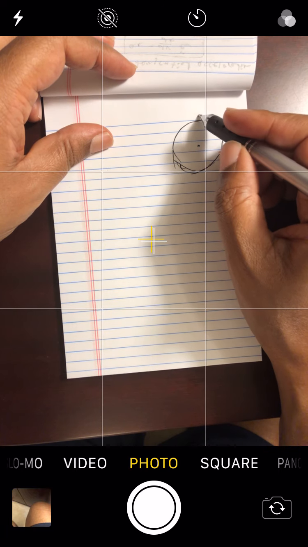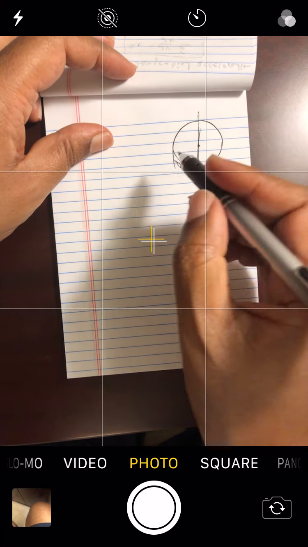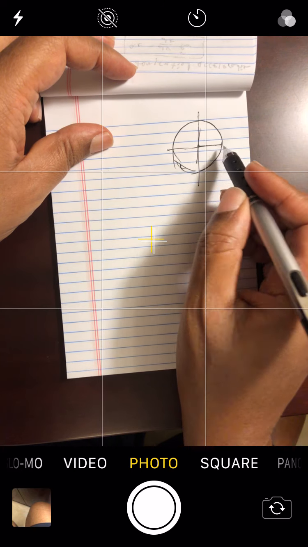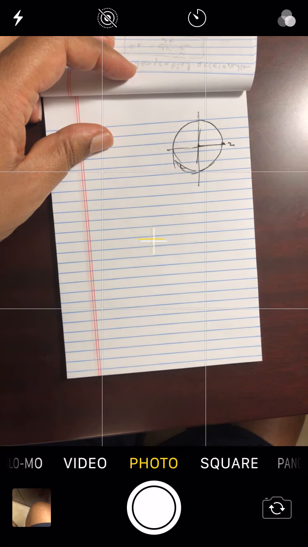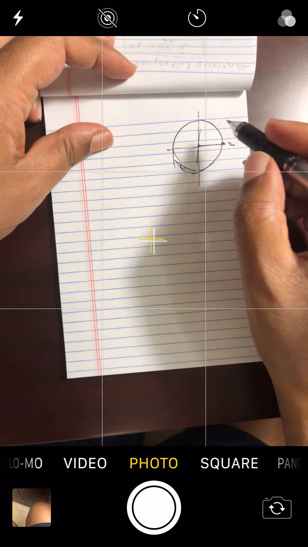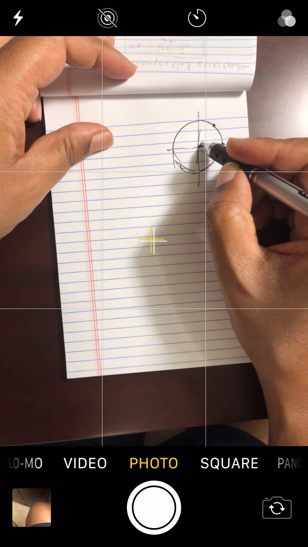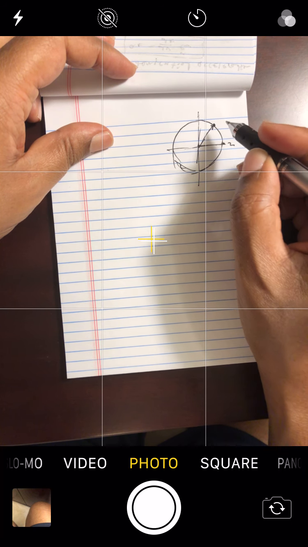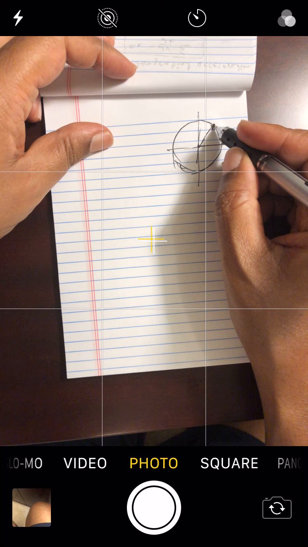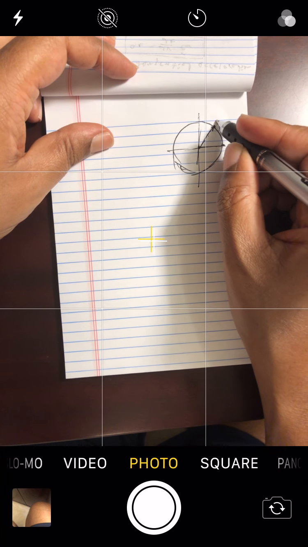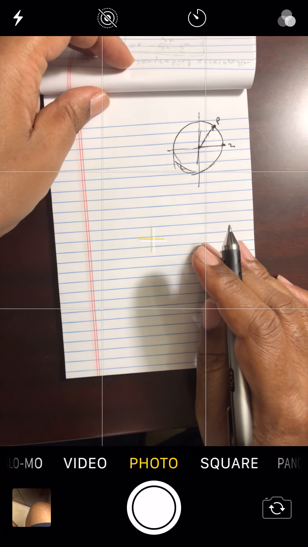Our particle is traveling in a circular path, and its radius is 2 meters. So let's say by the time the particle is over here, this is the position vector. It's over here, at point P. So we're talking about point P.